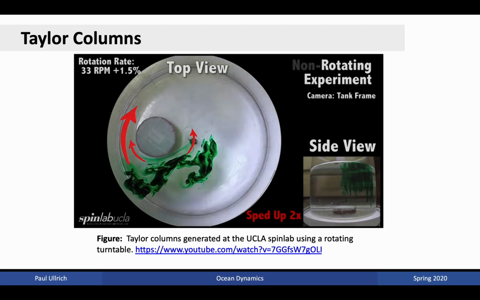You can follow this link in order to see these Taylor columns in practice, taken from a video made by the Spin Lab at UCLA. What we see in this figure is a green dye that has been injected into a flow that has been spun up on a turntable. As this flow evolves in time, the green dye will actually avoid the region over top of the cylindrical obstacle. That is, the Taylor column that is present over this cylinder prevents flow from moving in and disturbing the local flow. Thus, the flow maintains its two-dimensional character.